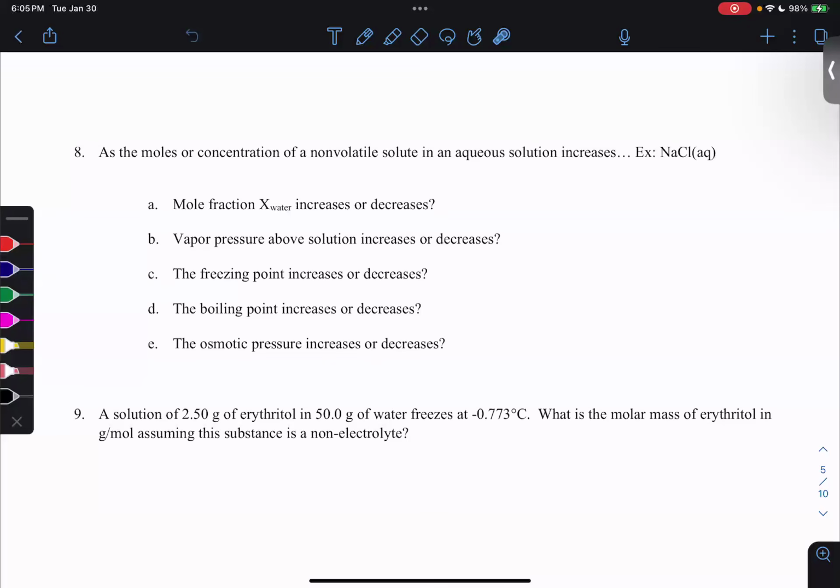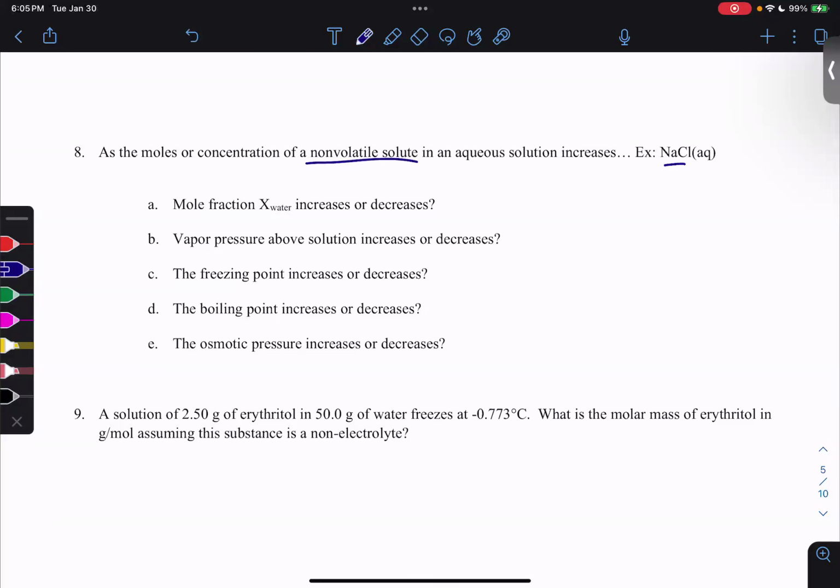So let's think about the details that happen when we dissolve something in water. So let's say we change the moles or concentration of a non-volatile solute. An example of a non-volatile solute would be like salt or sugar. All right, so we're making like a salt water solution or a sugar water solution. A volatile solute would be like water and ethanol, where both of them exert a vapor pressure. All right, so we have a salt water solution. The components are salt and water.